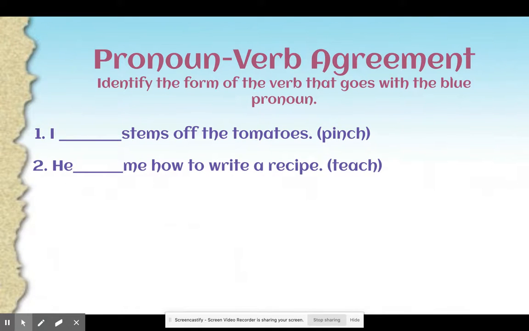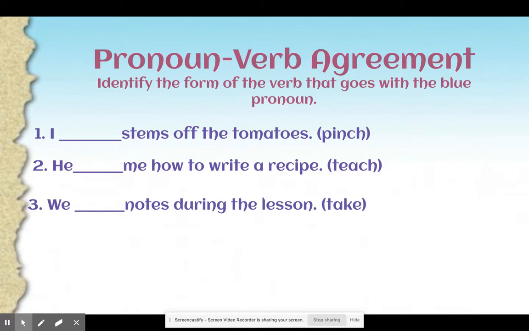Number 2, he blank me how to write a recipe. You should have written, he teaches me how to write a recipe. Number 3, we blank notes during the lesson. You should have said take. We take notes during the lesson. We is plural, meaning more than one, so we do not add es.